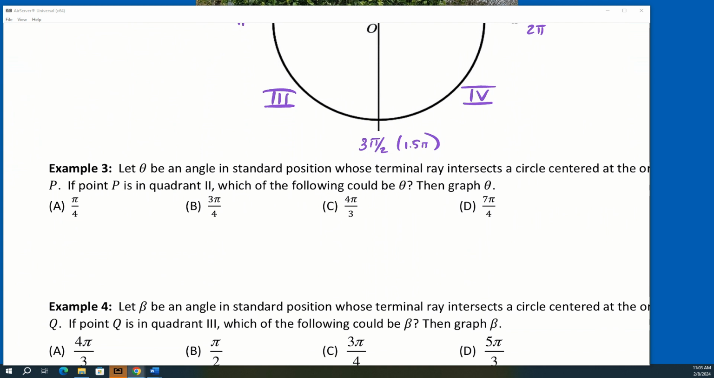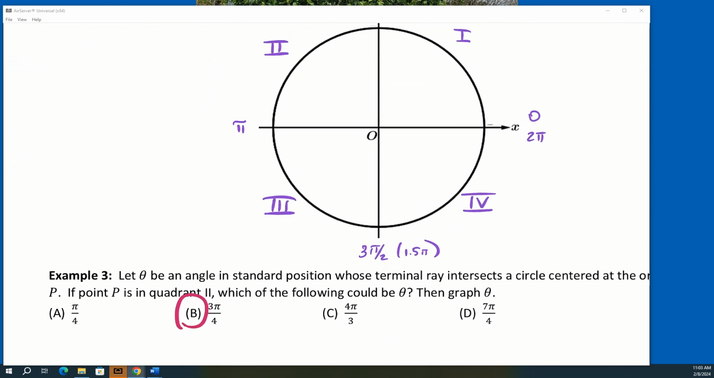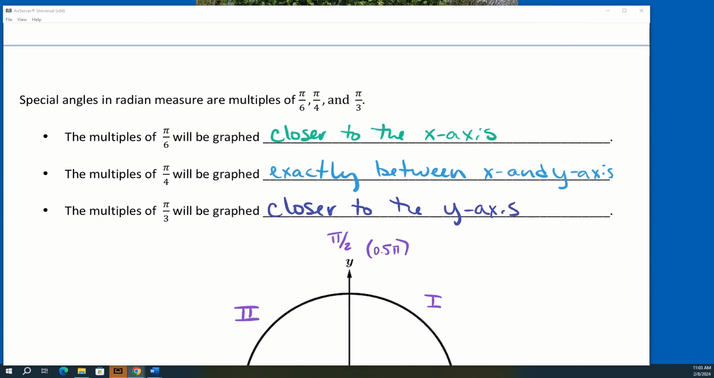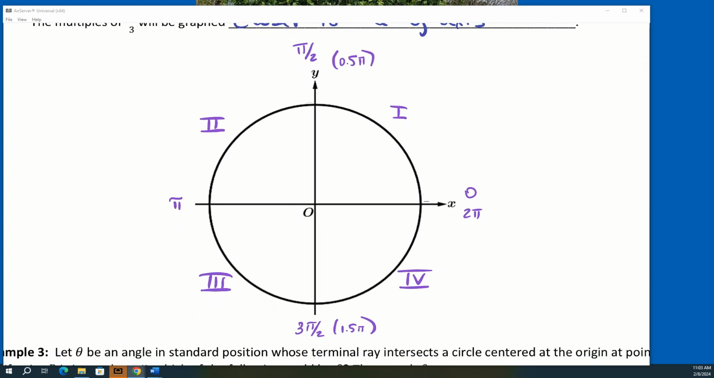That's going to be B. That's like 0.75 pi, which definitely falls in between those. So we're going to draw this in quadrant 2. And for pi over 4, we just said that pi over 4 angles are going to be exactly in between. So we're going to try our best. Obviously, we can't be perfect. That's going to be P. And that angle is going to be theta.